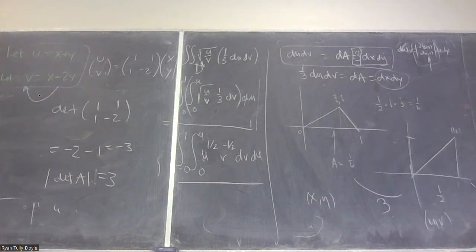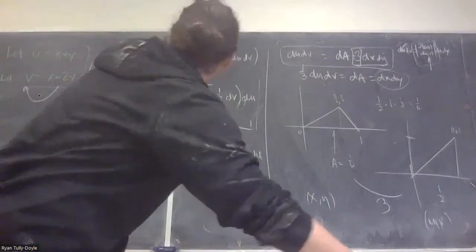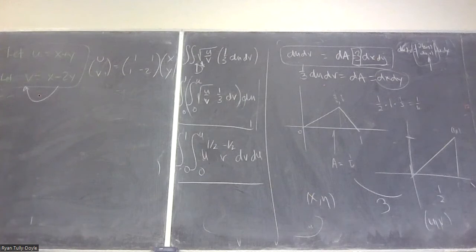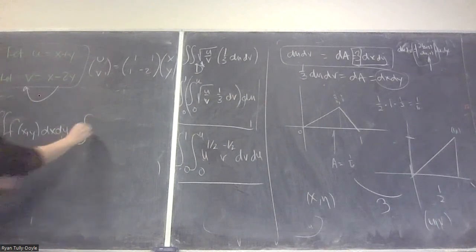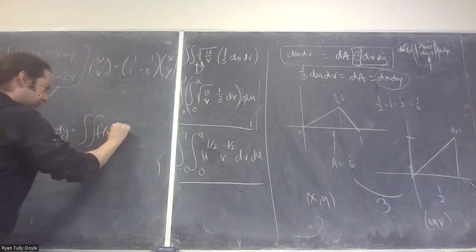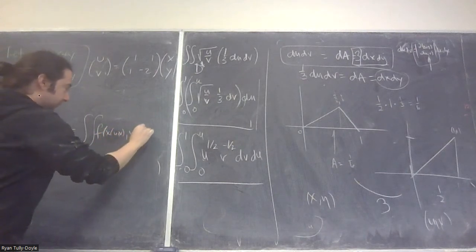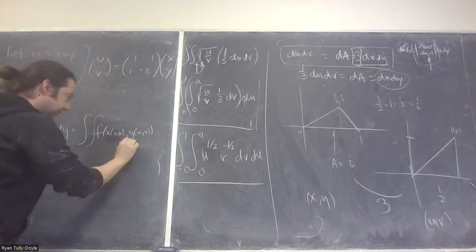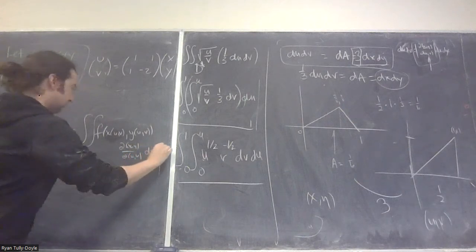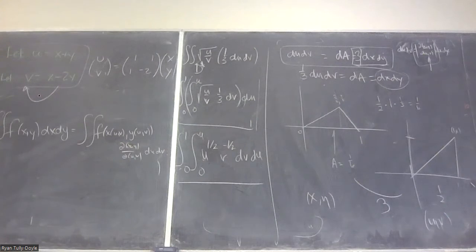Okay, so let me see if I can be more concrete. What does the formula say that you're allowed to do? If you have a double integral in one set of variables over some region, and you can write those variables in terms of different variables, f of x of u and v, y of u and v, times the determinant of the Jacobian of x, y with respect to u, v. That's the formula that we developed in class, yeah? Oh, there's absolute values.